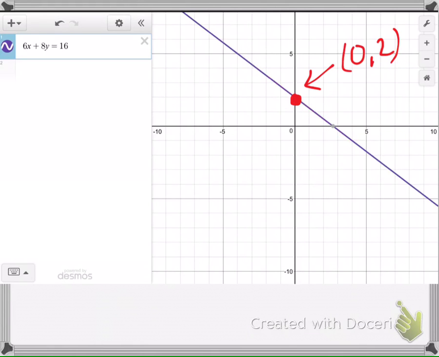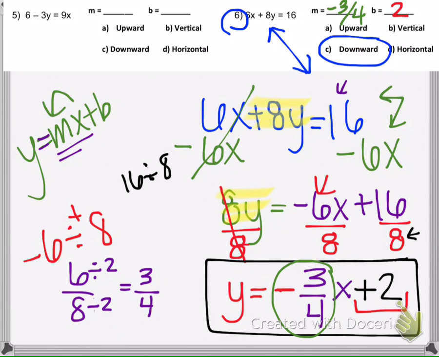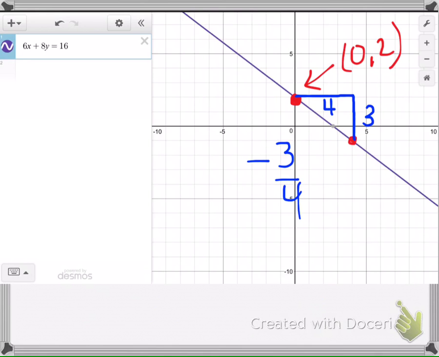And then if I pick 2 points, I'd go rise 3 and run 4 boxes. So -3/4 was our slope. So it worked.